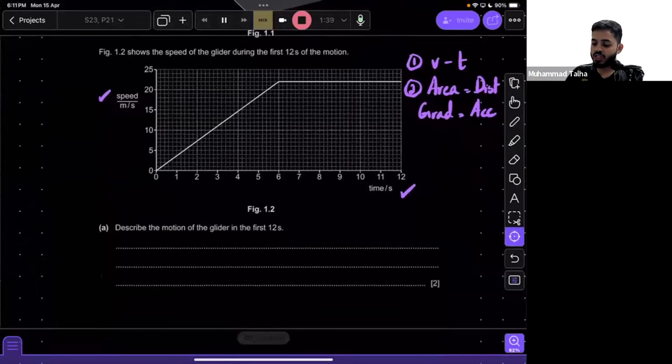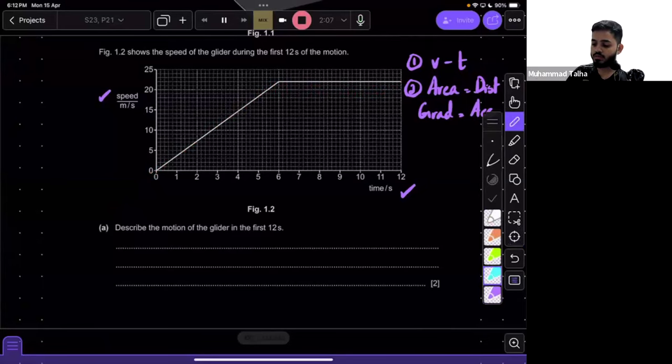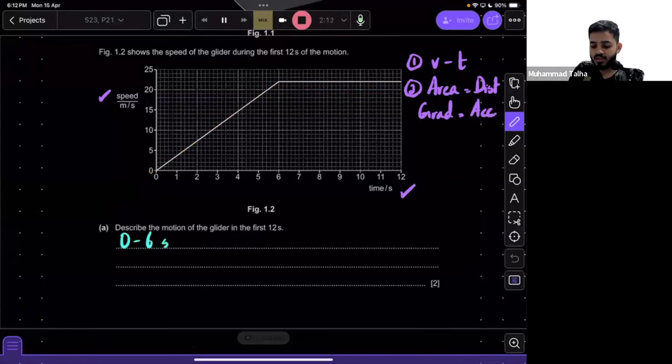The first part of the question says, describe the motion of the glider in the first 12 seconds. I can see that from 0 to 6 seconds, the speed is increasing. To put it more precisely, the speed is increasing uniformly, because it's increasing in a straight line. Then whatever speed it reaches at this point, it has the same speed throughout. This is how I'm going to answer this question. I'll say that from 0 to 6 seconds, the glider accelerates uniformly.